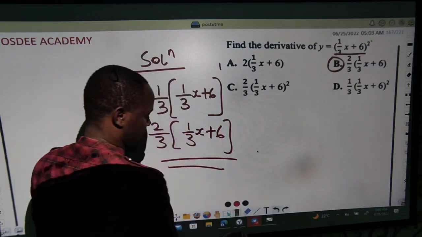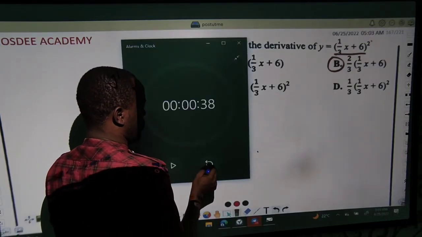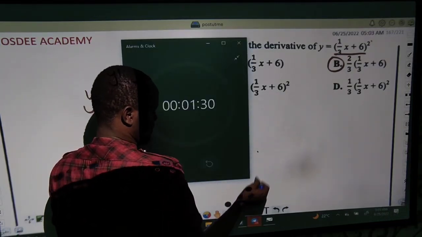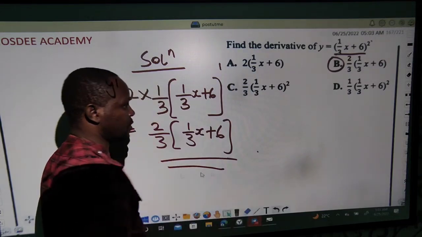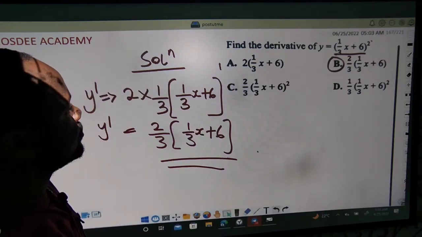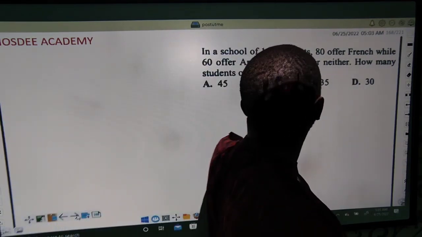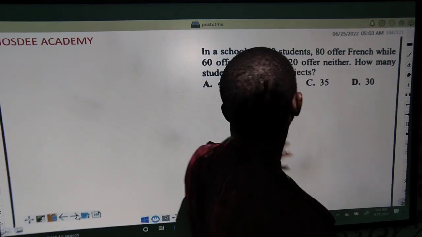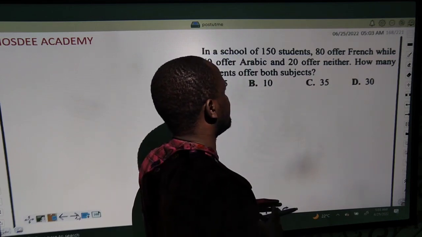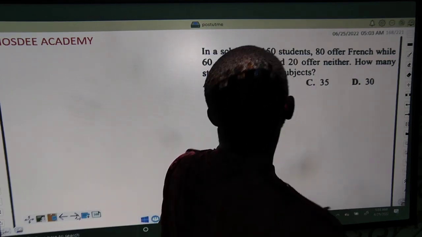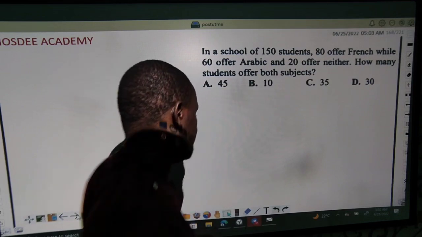Let me turn off my timer and we roll to the next available question. The next one is, in a school of 150 students, 80 offer French, while 60 offer Arabic, 20 offer neither. How many students offer both subjects?